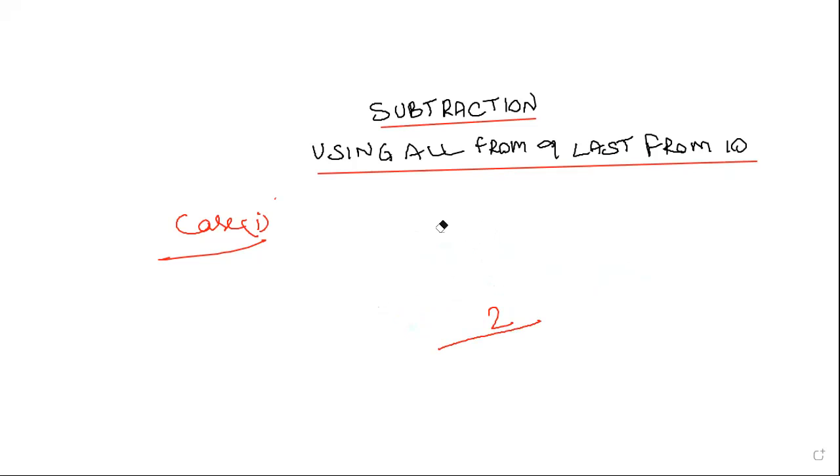Okay, this is case 1. Let's see case 2. When we have numbers in this form, you have to subtract 470 from 1000. In the case where the last digit is 0, do not apply all from 9, loss from 10 to the last digit. Leave it as such; write the 0 as such. Apply all from 9, loss from 10 from the next digit. So 7 should be treated as your last digit: loss from 10 and all from 9.